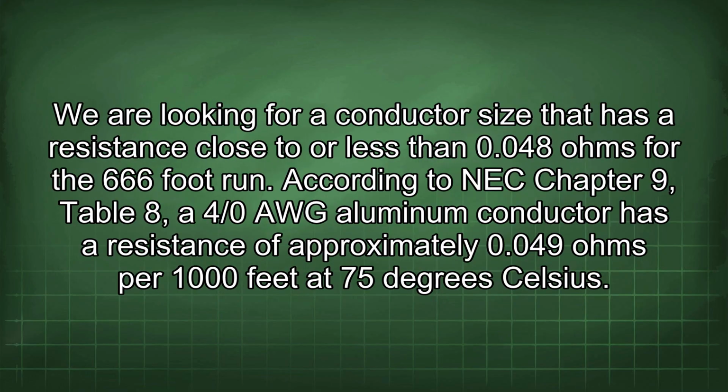We are looking for a conductor size that has a resistance close to or less than 0.48 ohms for the 666-foot run. According to NEC Chapter 9, Table 8, a 4/0 AWG aluminum conductor has a resistance of approximately 0.49 ohms per 1000 feet at 75 degrees Celsius.